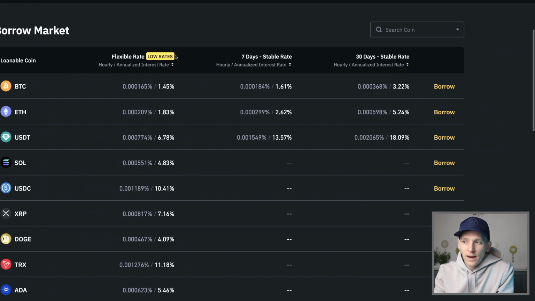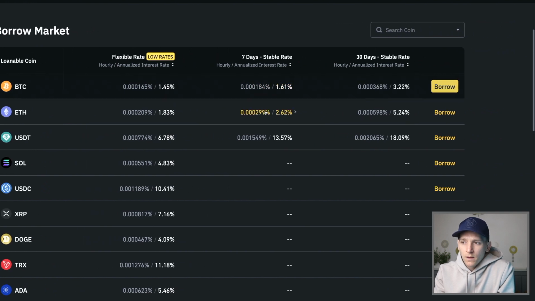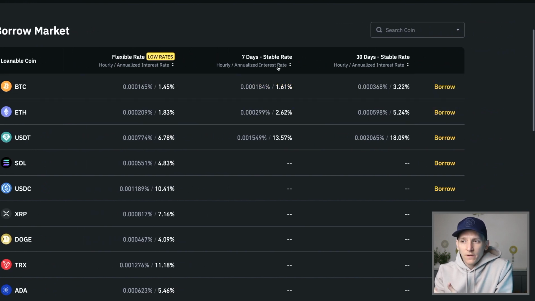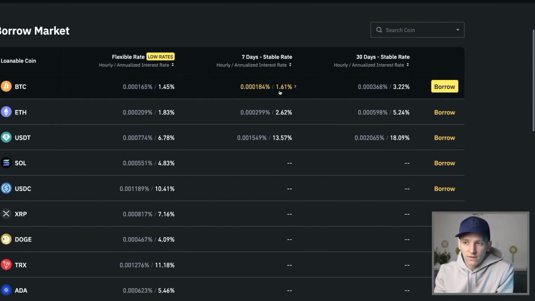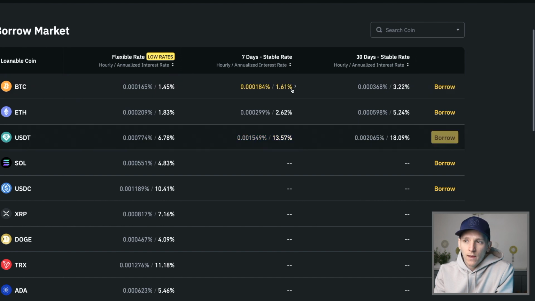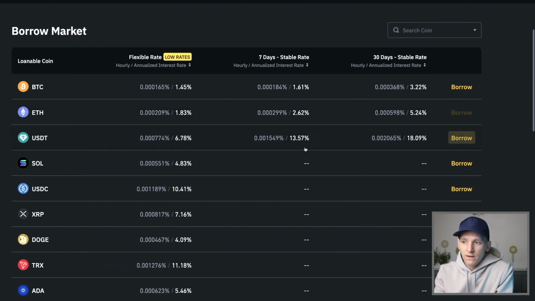If you want to get a fixed interest rate right here, you can see that you can do that. With a fixed interest rate, you also have to fix the period, because no one's going to give you a fixed interest rate forever. So if you want to fix the interest rate, you can do, and you will do that for a certain amount of time, 7 days or 30 days. So it's up to you which one you want. These are fixed interest rates for that time. And this is a flexible interest rate, which can be a lot better. It can be a lot worse, depending on supply and demand.